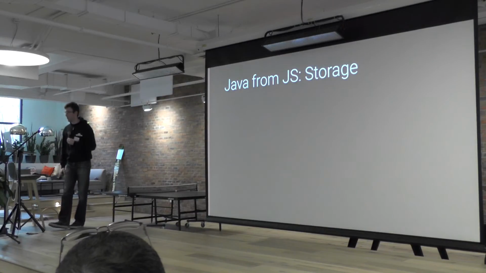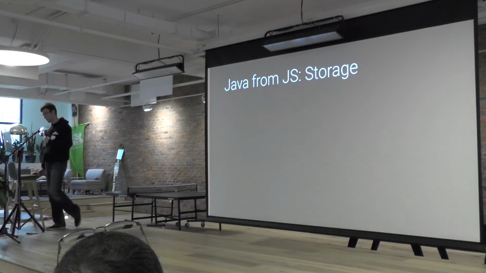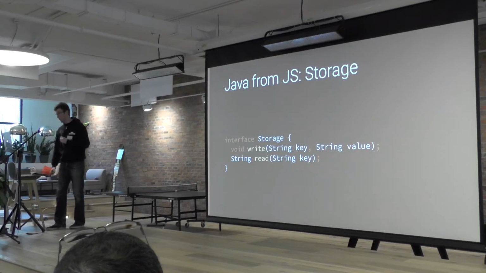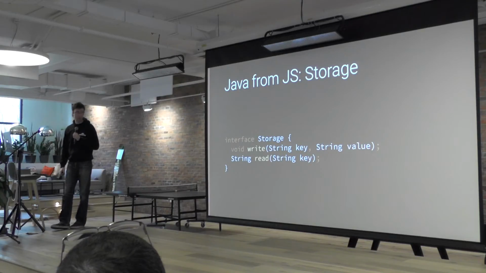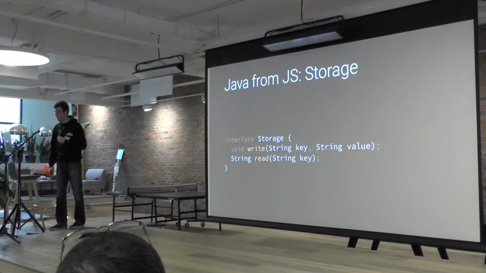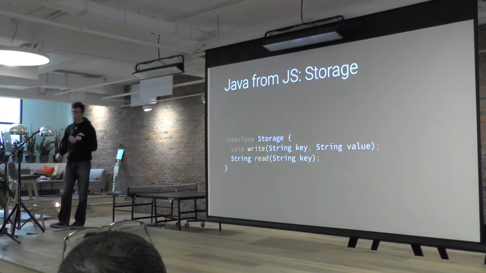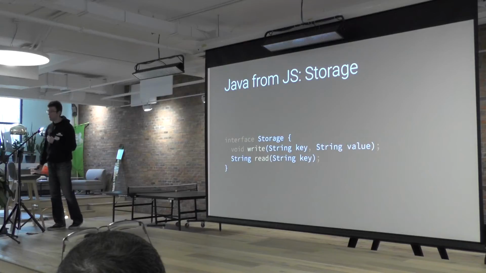All right, let's get crazy. Let's have your JavaScript read and write to persistent storage. So you have an interface called storage. Right now it just deals with strings for simplicity. You can make this typed if you want. You can have like a read Boolean and a write that takes in the Boolean. I'm not going to show you the implementation, but this is a thing you can do. You can have your JavaScript write to Android shared preferences or a SQLite table if you're crazy.